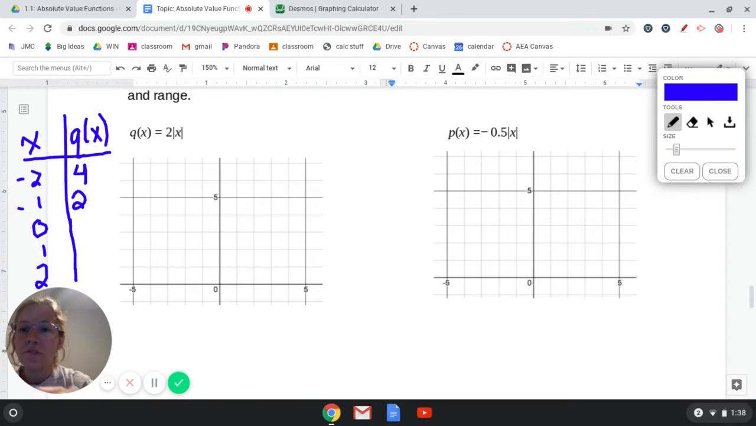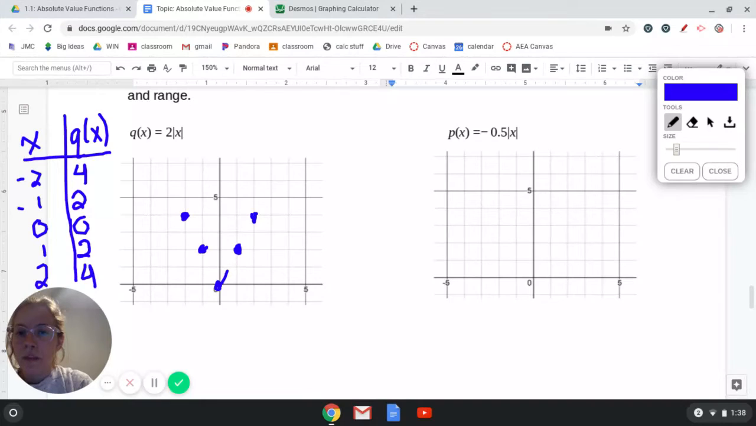Cool. And then plug in 1 for x. The absolute value of 1 is 1, times 2 is 2. You might notice a pattern here. If you plug in 2, you will get 4. All right, so -2 up 4. That's this first point, -2, 4, and then -1, 2, over -1 up 2, 0, 0, 1, 2, and 2, 4.